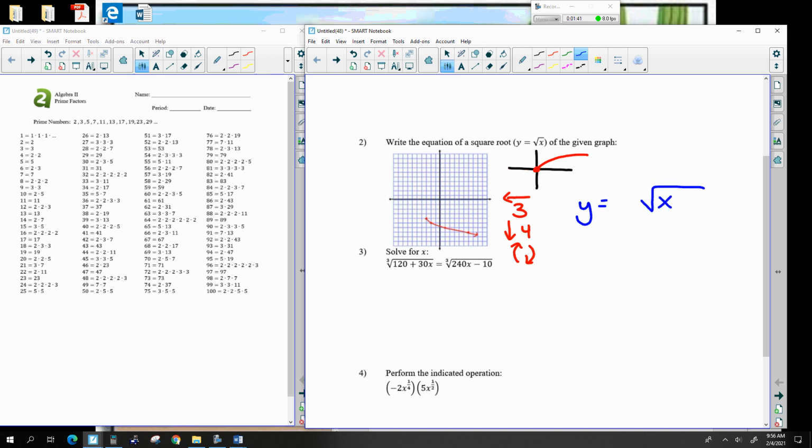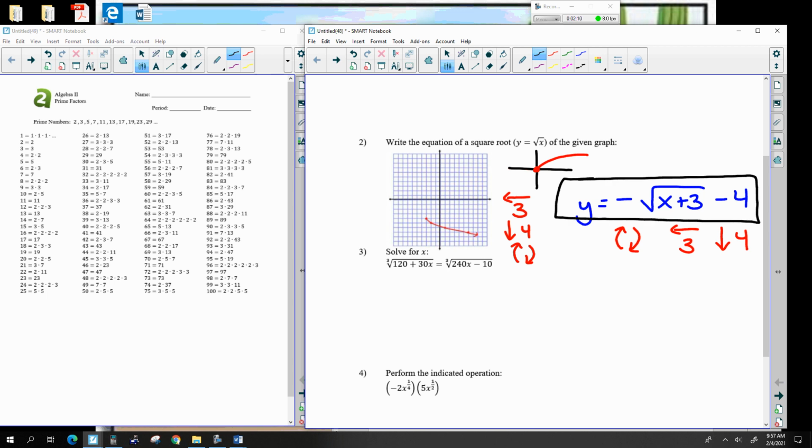Okay, so that's left 3. That's an x motion, so that's not a minus, but rather a plus. That plus is left 3. Down 4 is a y motion, so that's an outside down 4. The x is inside, but not the y. That's down 4. And then this has a flip-flop, which is an outside negative. And so your answer should be this equation right there.